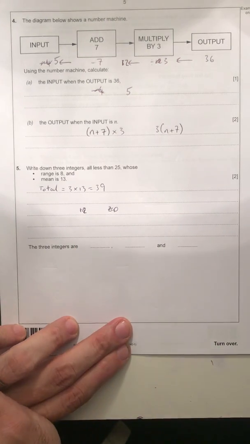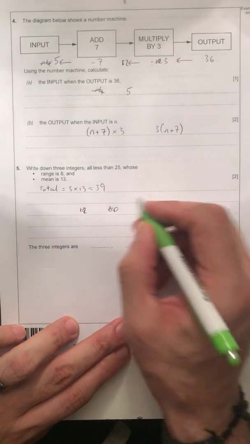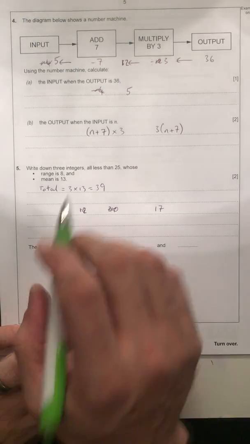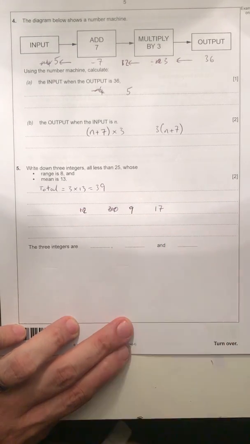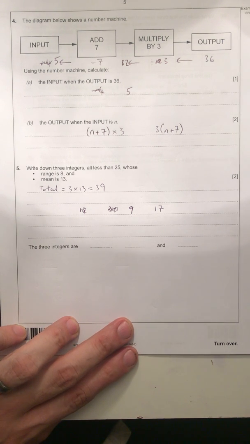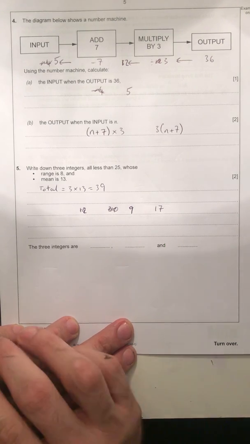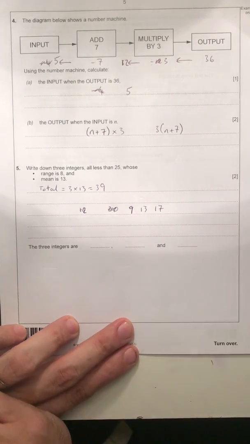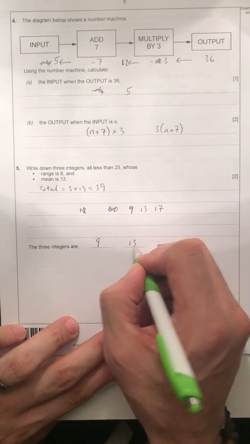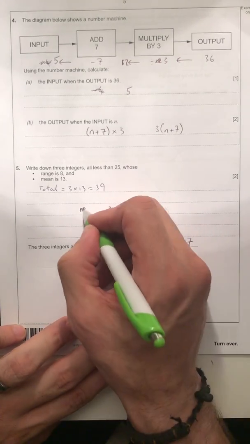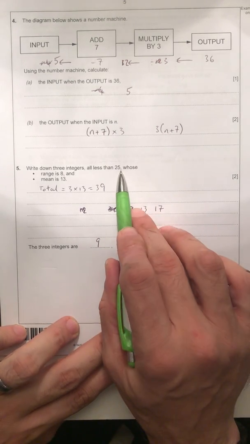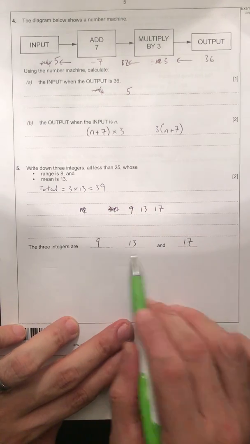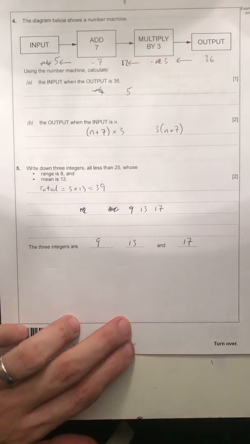So let's try another number, say 17. So I will start with 17. If I take away 8 from that, that means that the range between the biggest and smallest now is 8. And they've got to add up to 39. So 9 plus 17 gives me 26. So I would need 13. So my answer would be 9, 13, and 17. And there's lots of other combinations as well that you could use. But 9, 13, and 17 fit. They're all less than 25. They've got a range of 8. And when you add up and divide by 3, they give me a mean of 13.